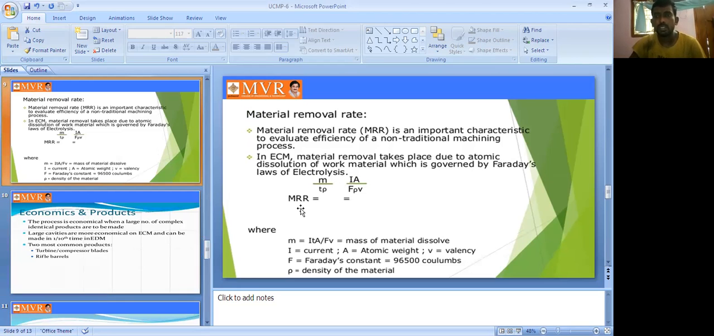In today's class we will discuss ECD, the electrochemical deburring process. What is the deburring process? What are the advantages? What is the working principle? What are the disadvantages? We can discuss those.